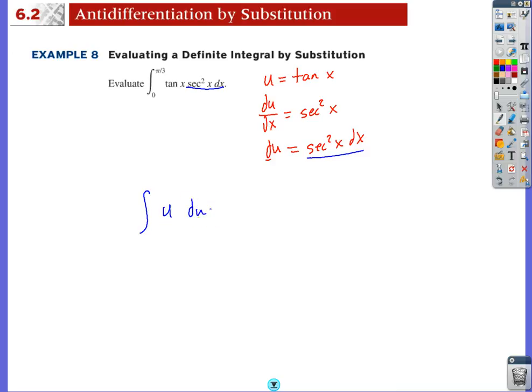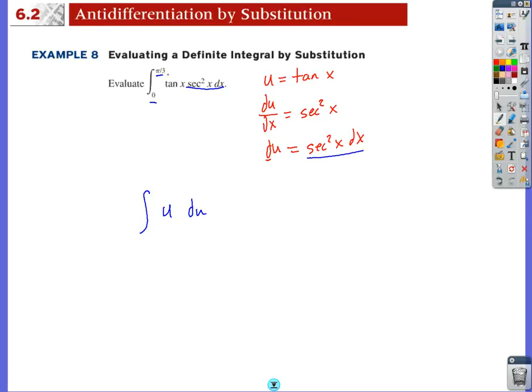But what about those limits of integration? These limits of integration were in terms of x. And here's what's kind of cool. If I want to, since I put everything in terms of u, I can go ahead and now put my limits of integration in terms of u. Well, how do I do that?